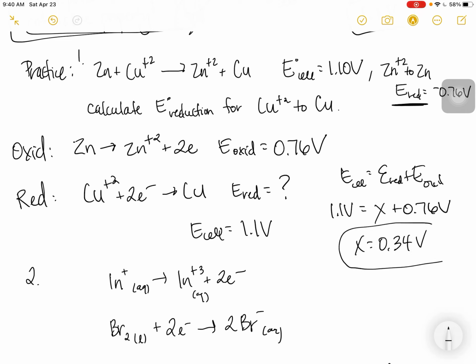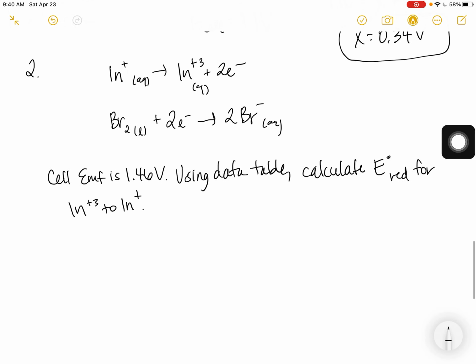Okay, and solve for X, right? Subtract 0.76 from both sides, and we end up with 0.34 volts, which should be the reduction potential of copper 2+ going to copper. We could confirm that in the chart, and it is.